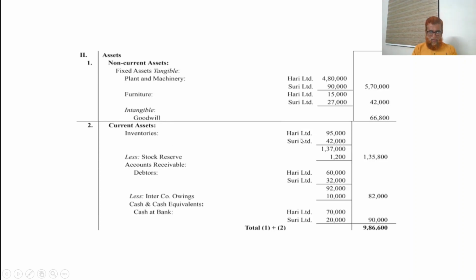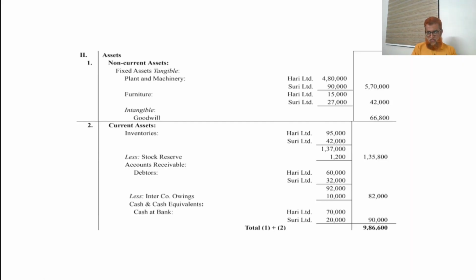Current asset inventories. See Hari Limited 95,000, Suri Limited 42,000. From this unrealized profit, stock reserve here means unrealized profit we have calculated in the earlier slide. This should be deducted. Then account receivable means debtors. Hari Limited 60,000, Suri Limited 32,000, and total 92,000. From this intercompany owings, as already told, should be deducted. This is same as we have deducted from creditors. We are deducting now here from debtors. Next, cash and cash equivalents means cash at bank. Hari Limited and Suri Limited 70,000, 20,000, 90,000. This is all the information as given in the balance sheet.